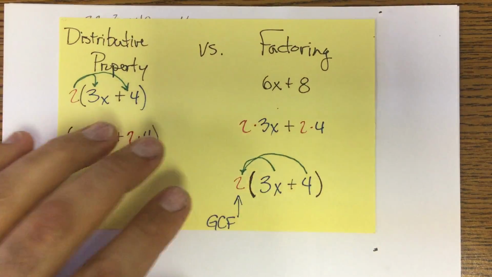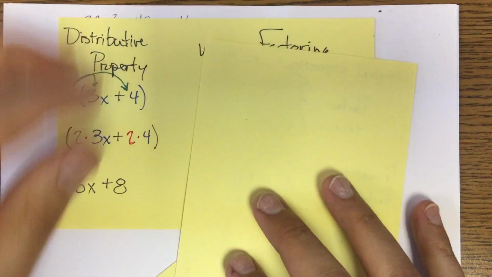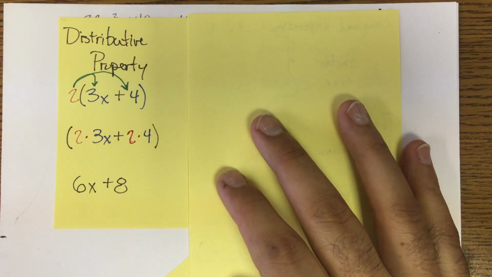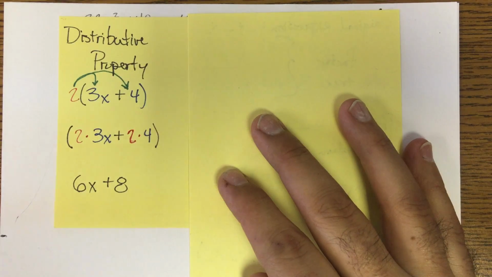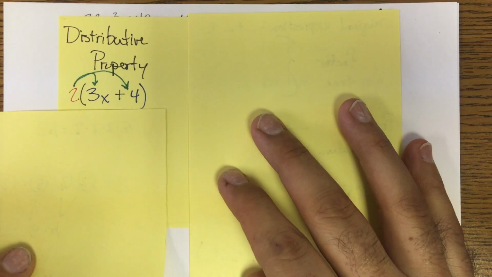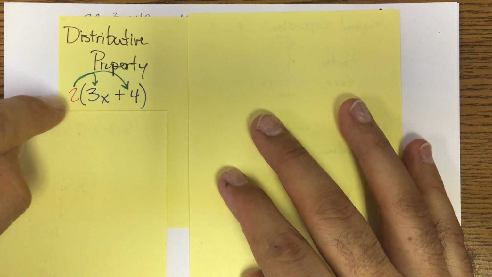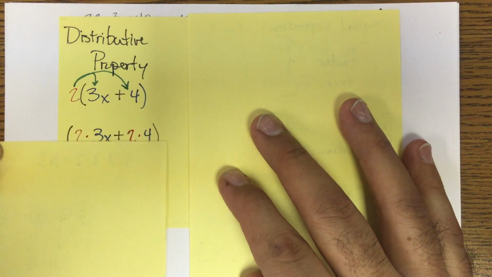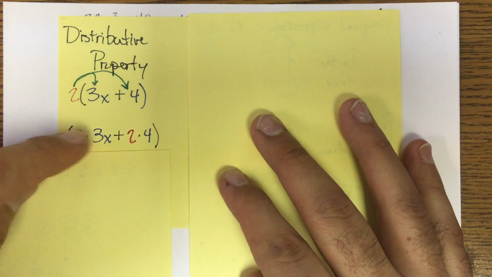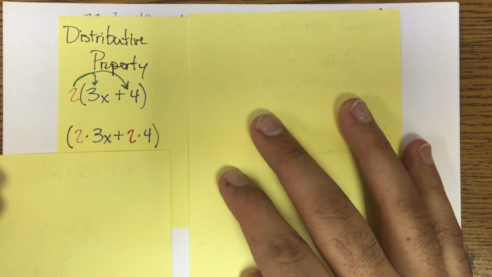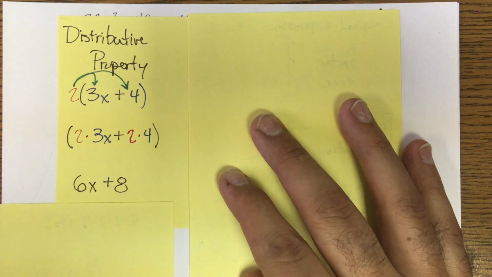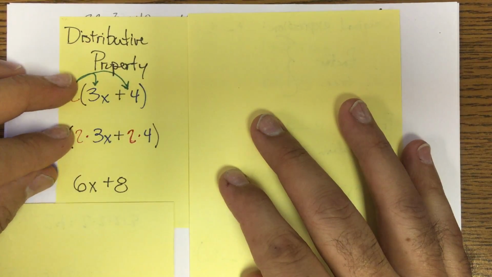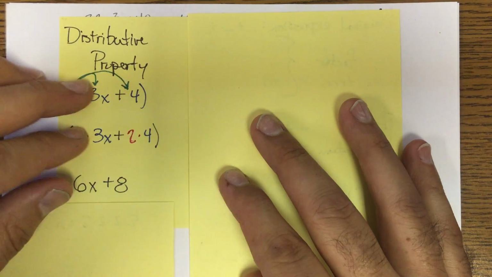Let's start off by thinking about our distributive property. In distributive property, we start off with something that looks like this, and we know that we've got to distribute this 2 to both terms inside the parentheses. So we take the 2, we multiply it all together. So 2 times 3x, 2 times 4, and we end up with 6x plus 8. That is distributive property.